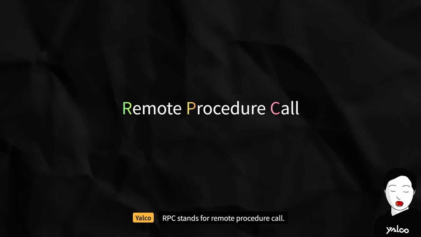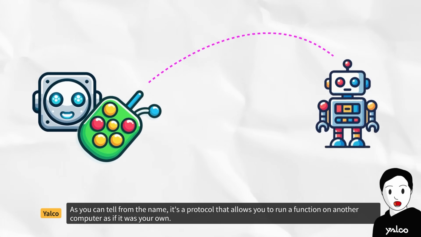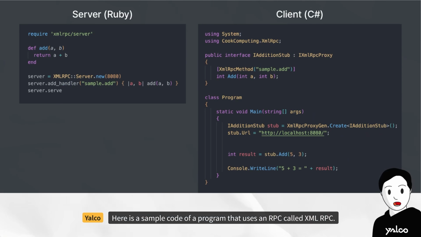RPC stands for Remote Procedure Call. As you can tell from the name, it's a protocol that allows you to run a function on another computer as if it was your own. Here is a sample code of a program that uses an RPC called XML RPC.